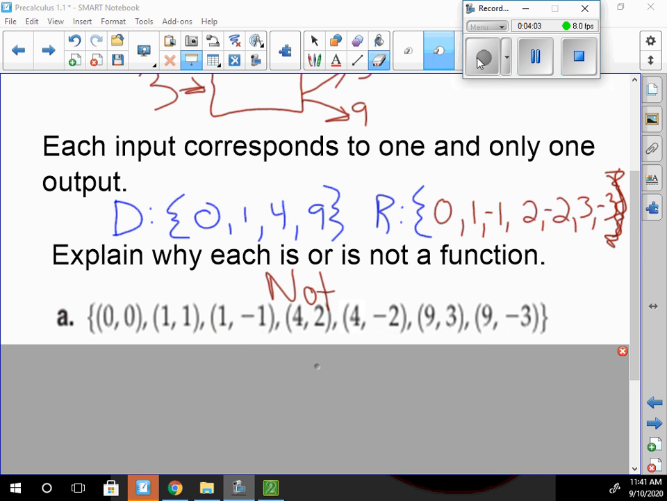I can simply look at my ordered pairs, and if any of my x's repeat and the y's are different, so I have one repeating and the y's are different, I automatically know it's not a function.